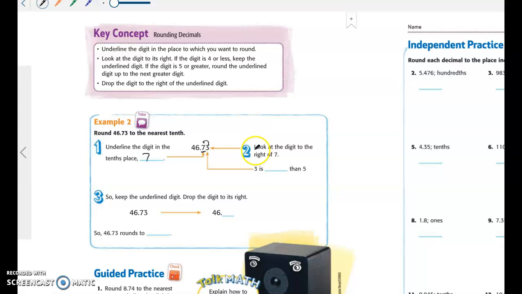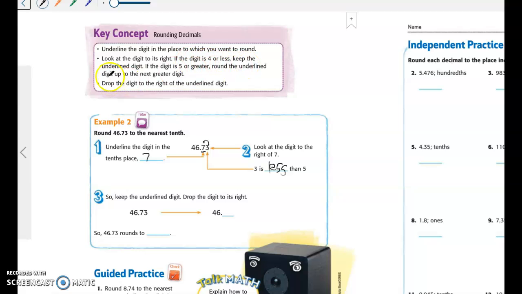Okay, so we need to look at the number to the right. That's the number 3. You see it? So 3, is 3 greater or less than 5? 3 is less than 5. Less than 5. So what rule do we follow? Are we going to let it rest, our 7, or are we going to add 1 more? Let it rest.